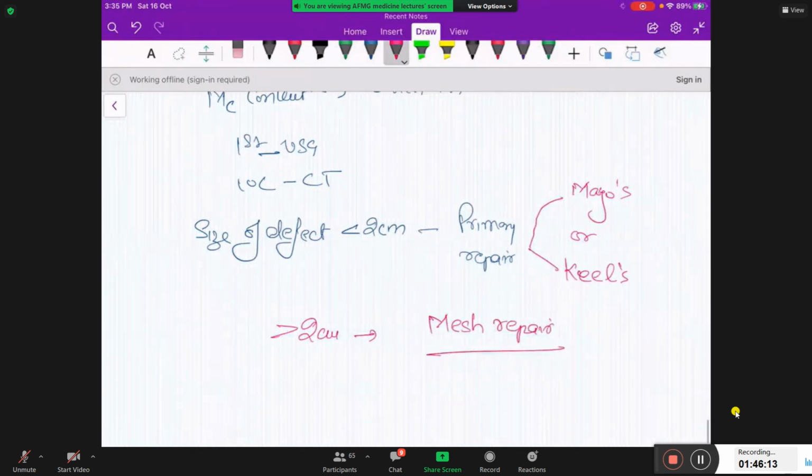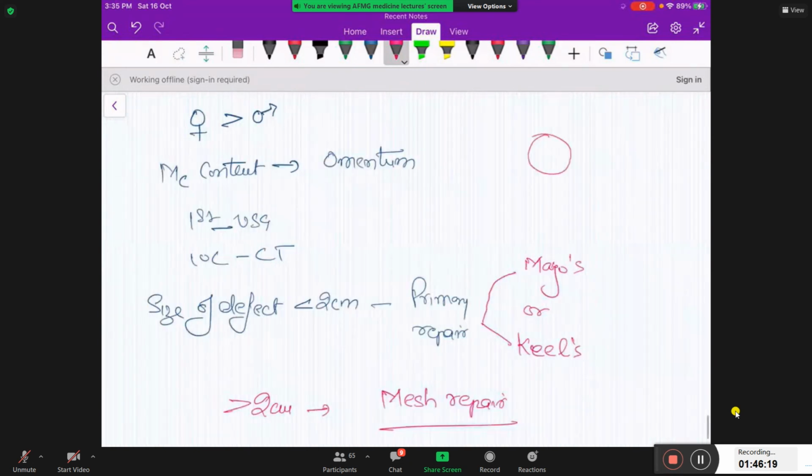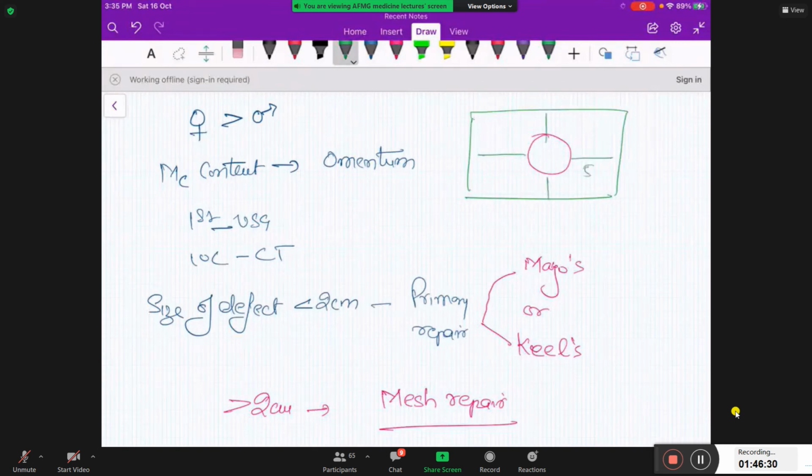In any hernia, as a rule, remember, whenever we put a mesh, say for example, this is a defect. If we are putting a mesh, the mesh should be covering the defect, going 5 centimeter beyond the defect. Important point.